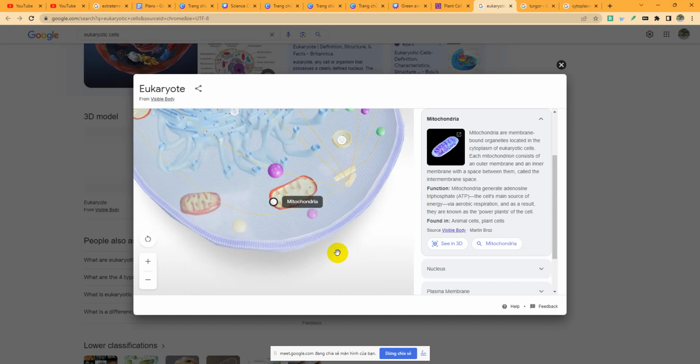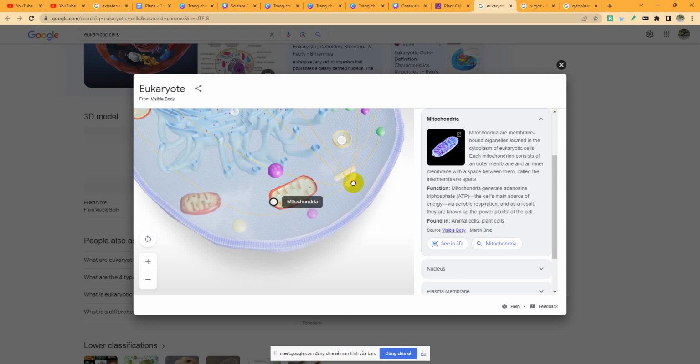Alright, so mitochondria are considered the power plants of the cell, and when collaborating with other organelles, mitochondria also act as a producer responsible for producing energy and proteins for the whole cell.